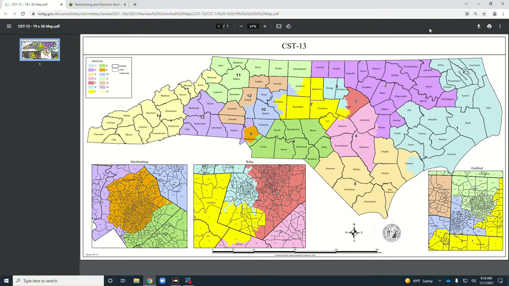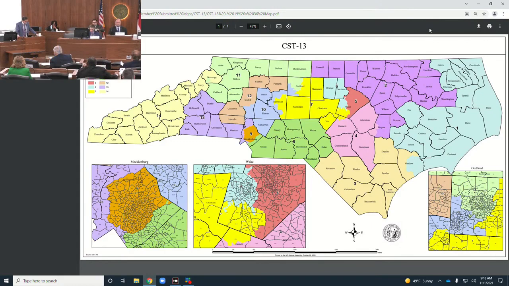The district is a result of public input from C.J. Breland at the Jackson County public hearing, who asked that McDowell and Polk be removed from the current district, which is currently Congressional District 11, and that the district be drawn into Watauga County.